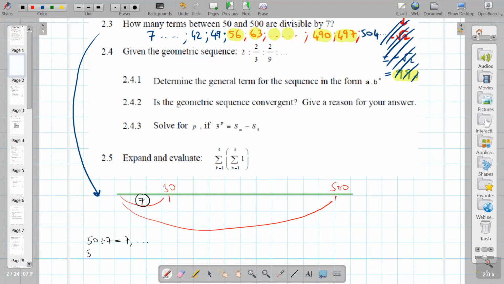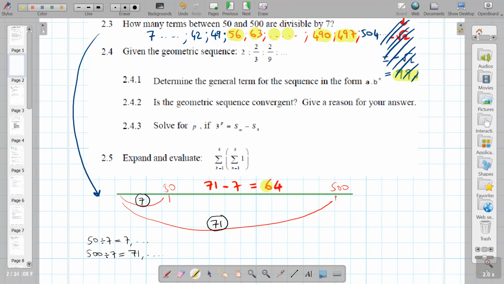And if you divide 500 by 7, what do you get? You will get 71 point something. So here we have 71 numbers. In that region, they want us to find how many numbers are divisible by 7. The answer is 71 minus 7, which is 64. There are 64 numbers divisible by 7.